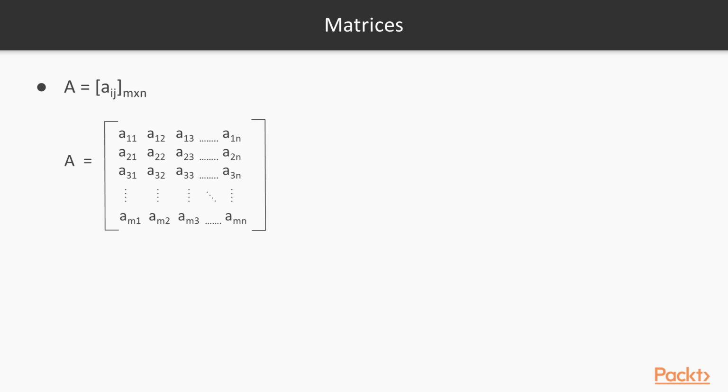That means if I say the number of columns is equal to n, and the number of rows is equal to m, therefore the number of elements will be m cross n. It's denoted as A is equal to Aij in brackets m cross n. This is the dimension of my matrix.